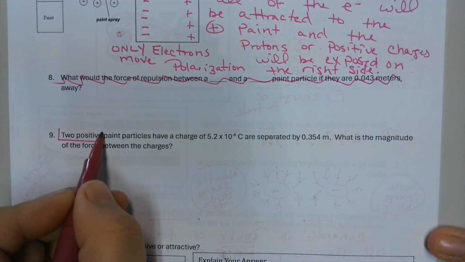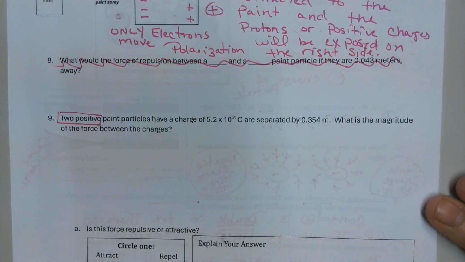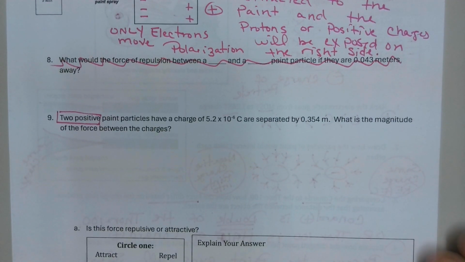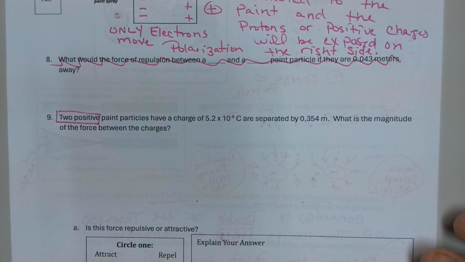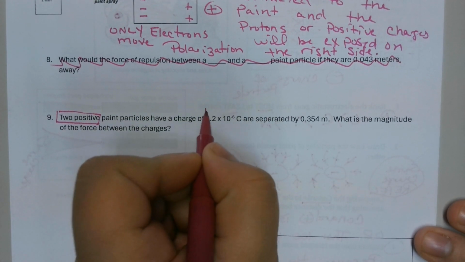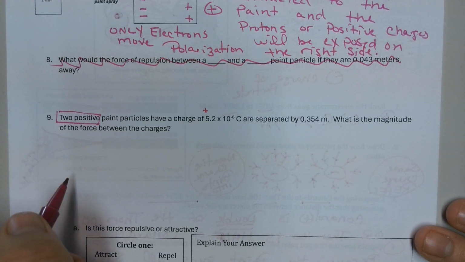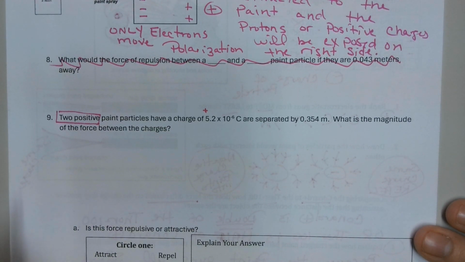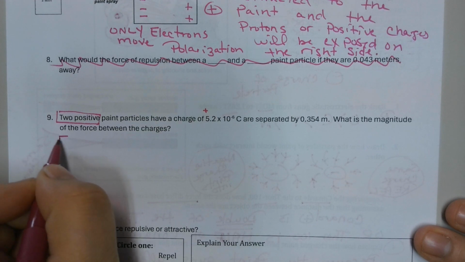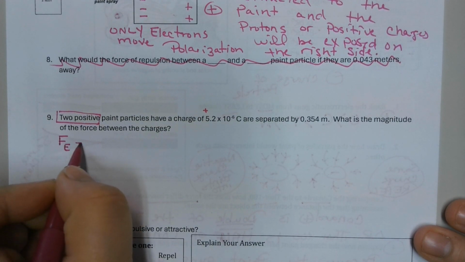These problems are going to be the kinds that you have to actually write out, so make sure that you write these problems out. Two positive paint particles with a charge of 5.2 times 10 to the negative 9 are separated by 0.354 meters. What is the magnitude of the force between the charges? We're looking for the force.